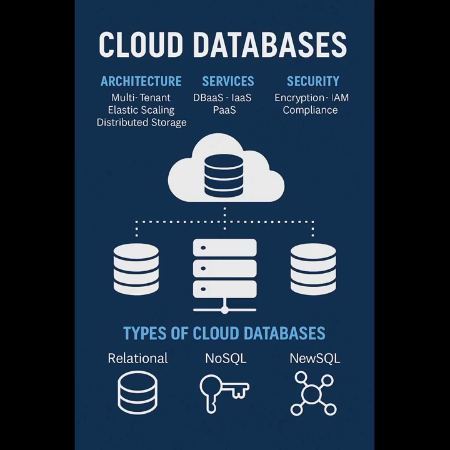4. Types of cloud databases. Relational cloud databases, support SQL, ACID properties, e.g., Oracle Cloud Database, Amazon Aurora. NoSQL cloud databases, optimized for unstructured and semi-structured data, e.g., MongoDB Atlas, Amazon DynamoDB.